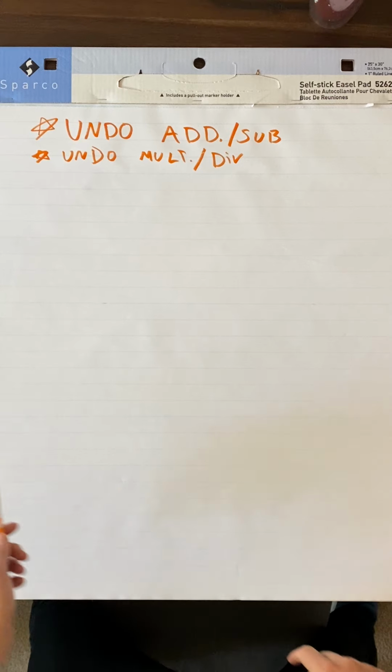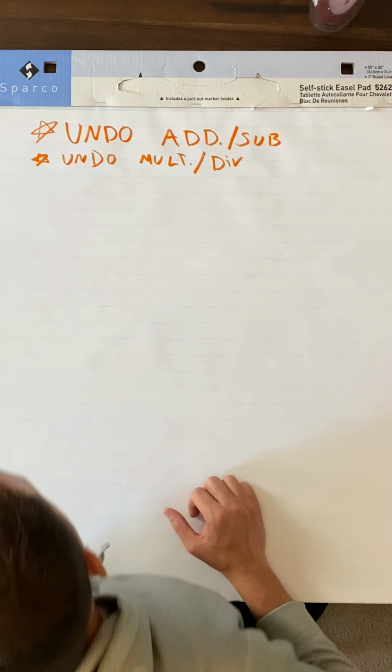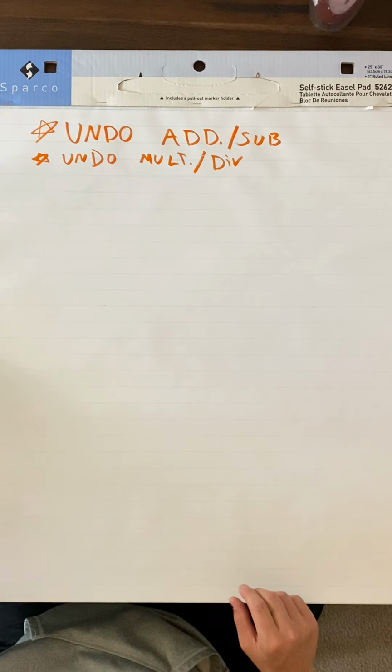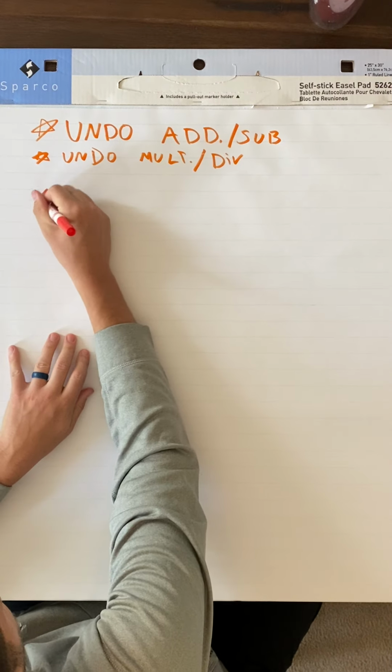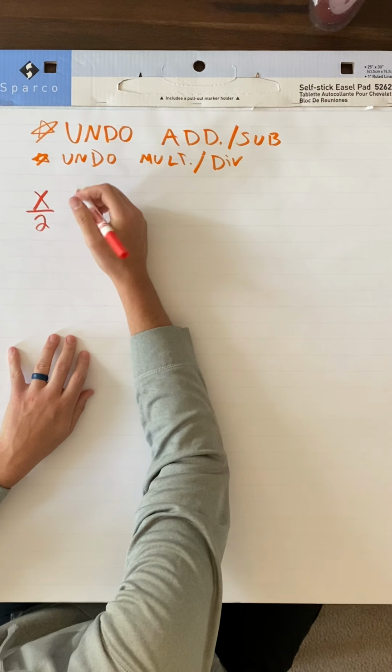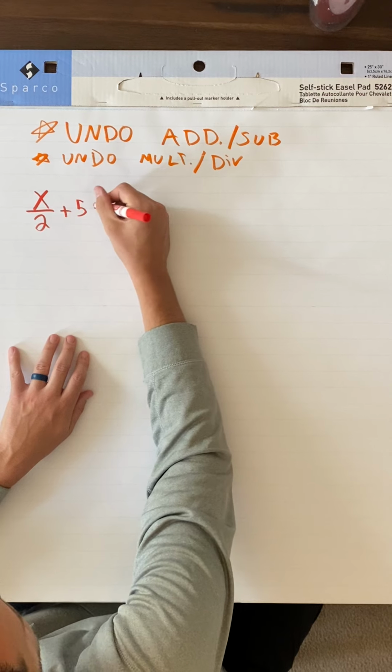All right. Hopefully this is a review for us. Hopefully we learned a lot of this in pre-algebra last year. If not, that's okay. We're going to go through several examples. First one, x over 2 plus 5 equals 11.